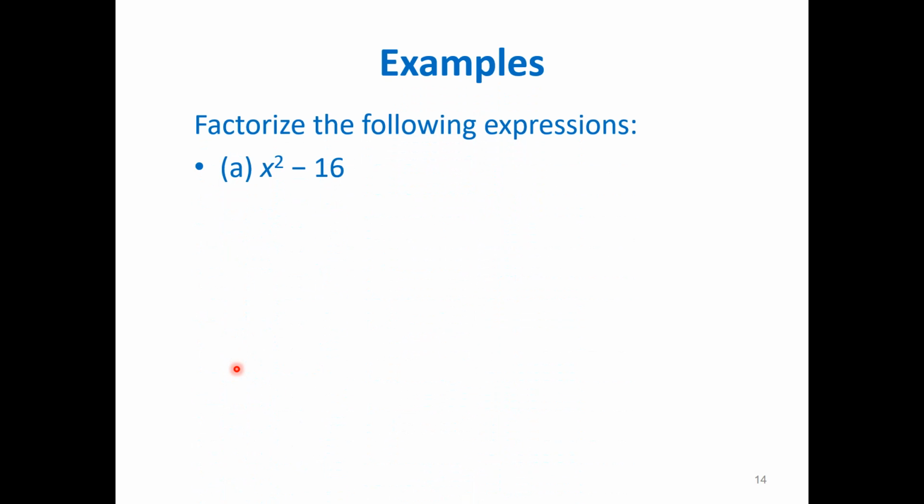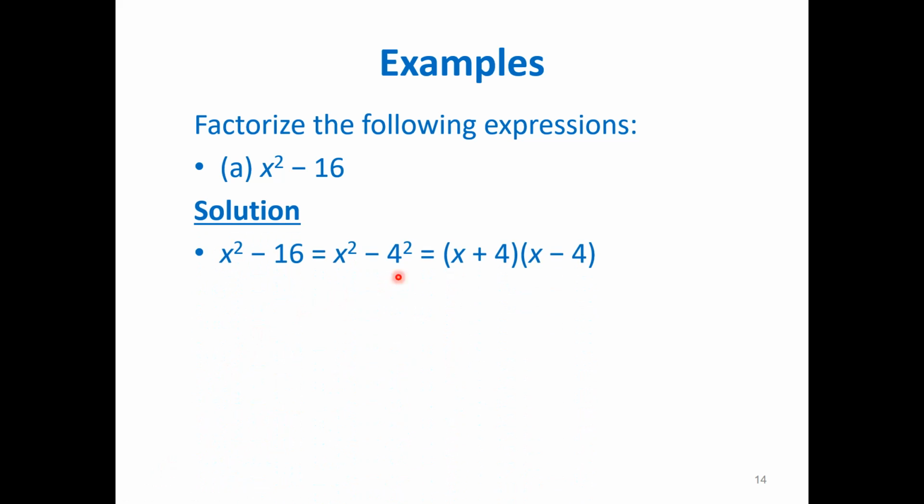As an example, let's factorize x squared minus 16. x squared minus 16. Well, we can write this as a difference of two squares. Why? Because 16 is equivalent to 4 squared. So if we write 16 as 4 to the power of 2, then we will have a difference of two squares. And if we use the formula, then the factorization will be x plus 4 multiplied by x minus 4.